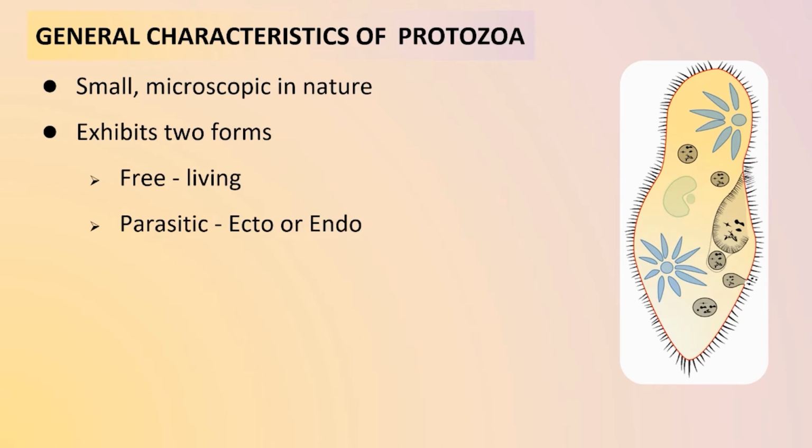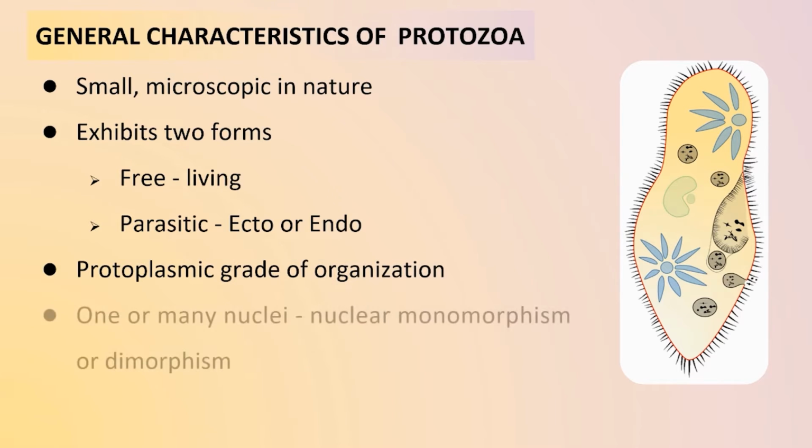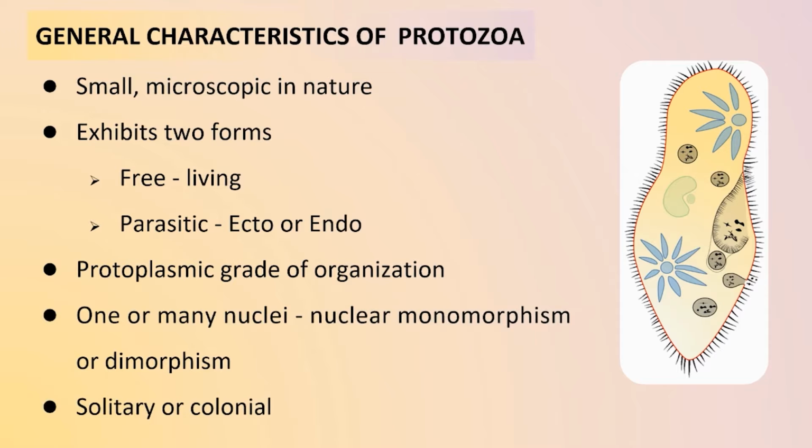When they are parasitic, they are either ectoparasites, meaning they live on the surface of the host, or endoparasites, where the organism inhabits inside part of the body of the host. They exhibit protoplasmic grade of organization. The presence of one or more nuclei indicates the nuclear monomorphism or dimorphism. They are solitary or colonial.